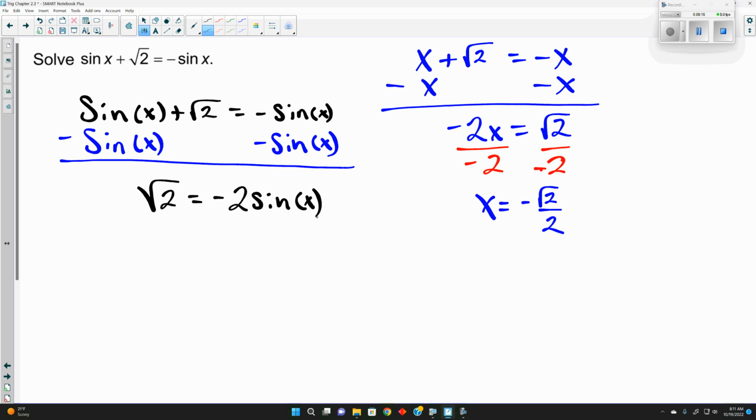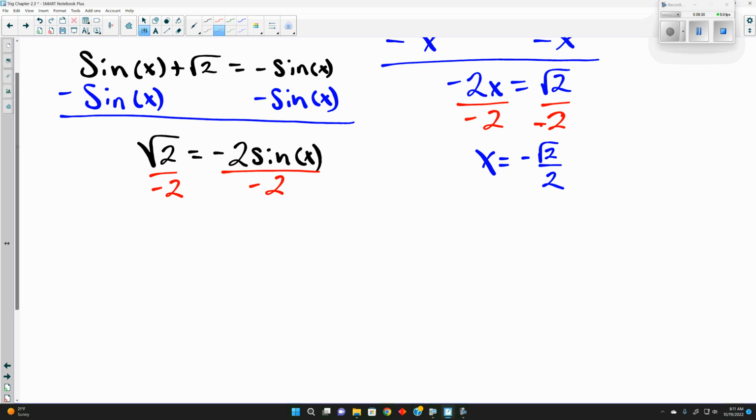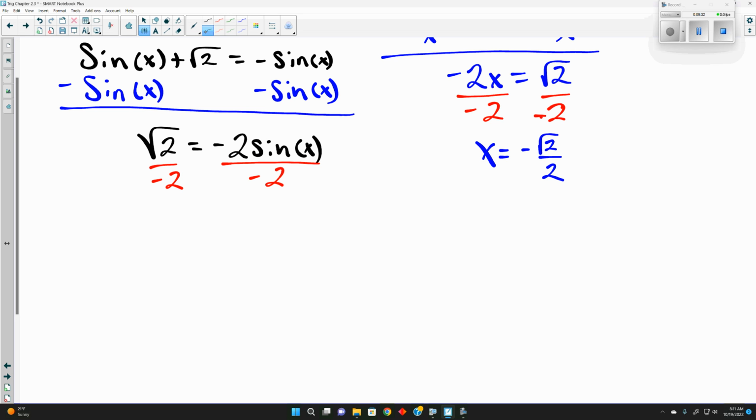Any questions on this so far? Because we're good with negative sine of x minus sine of x. Then our next step would be, again, we're trying to solve, so we would divide both sides by negative 2, which is really telling us that sine of x is equal to negative square root 2 over 2.